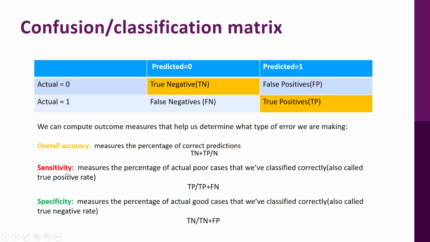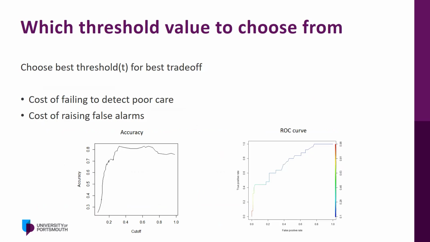These two show you how balanced your model is. So if you find the average of the sensitivity and the specificity of your model, then you can find out how good and how balanced the accuracy of the model is. These two curves show you the cost of failing to detect a poor case and the cost of raising false alarms. Let's look at this accuracy curve.